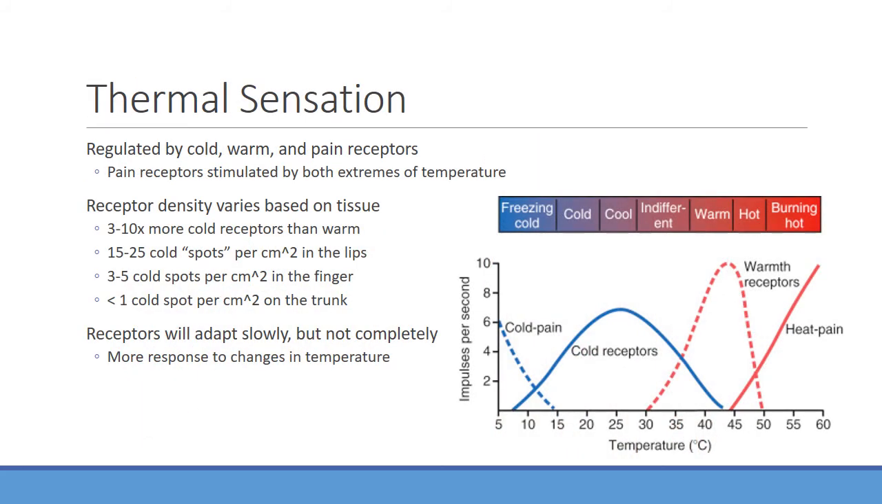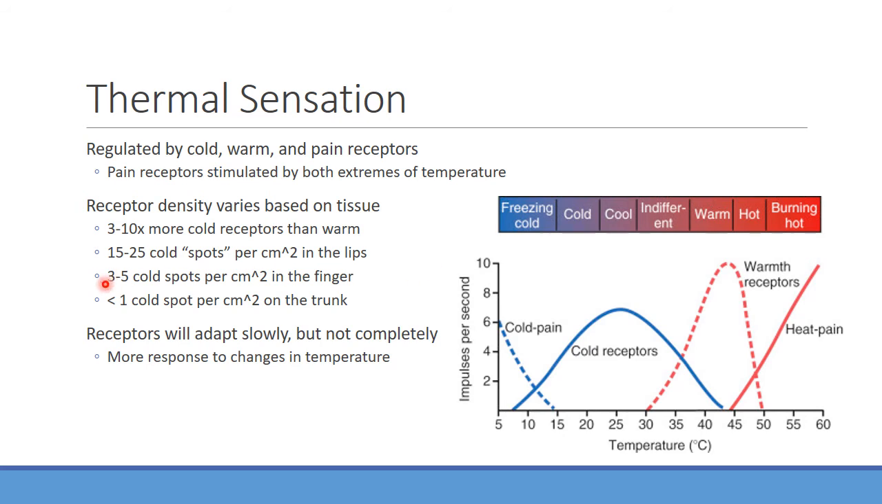Okay, next up is thermal sensation, and again, this is going to be regulated not only by pain fibers, but also by specific cold and warm fibers. And you can find that pain receptors can be triggered by both extremes of temperature, right? I'm sure you guys have felt something so cold that it hurts, or something so hot that it hurts, right? So those can all be regulated through the pain receptors as well. And basically, the receptor density can vary based on the type of tissue, but in general, you're going to have 3 to 10 times more cold receptors than you have warm receptors.